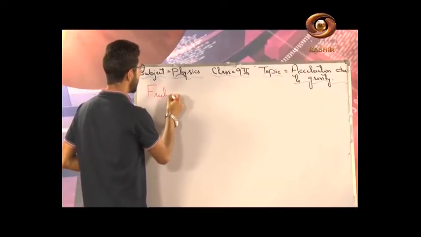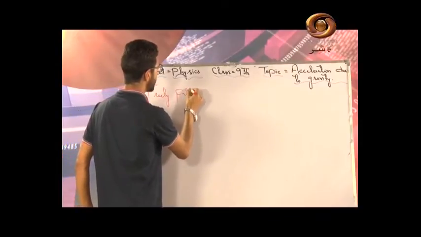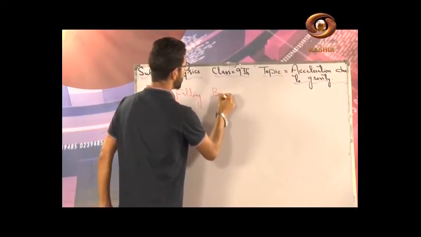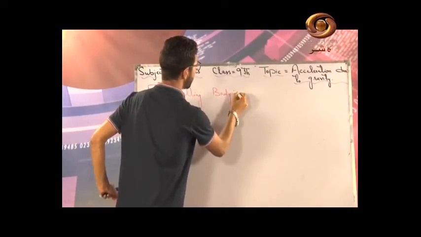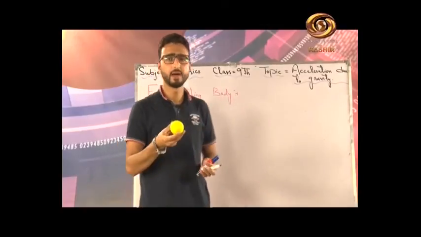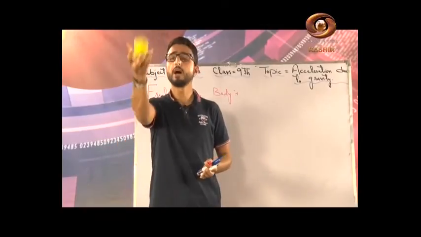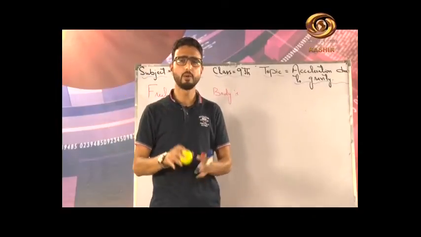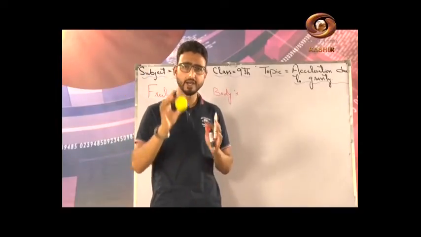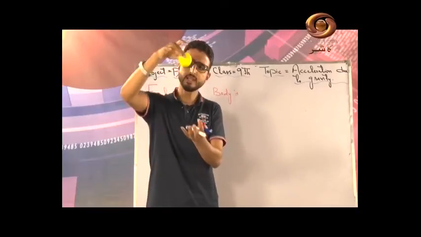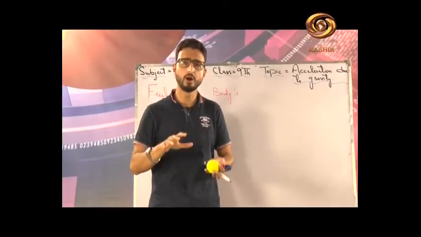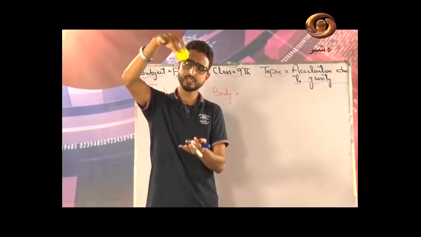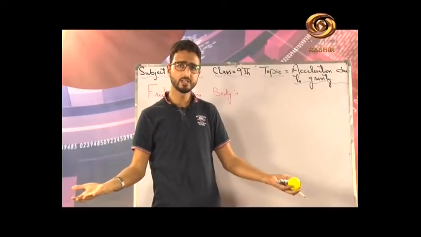What is a freely falling body, or what do we mean by free fall? So if I consider a body that is like this, if I have a ball here, if I throw it upwards or downwards, or if I release it from rest under the effect of gravity alone, this body is called a freely falling body, because the only force which is acting on this very body is the gravitational force.